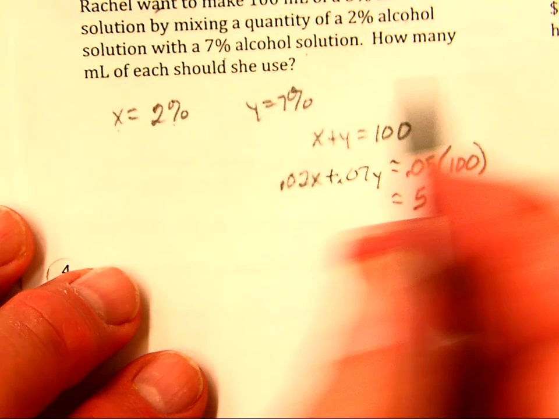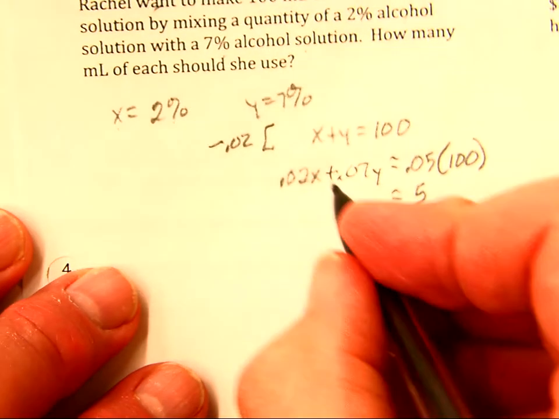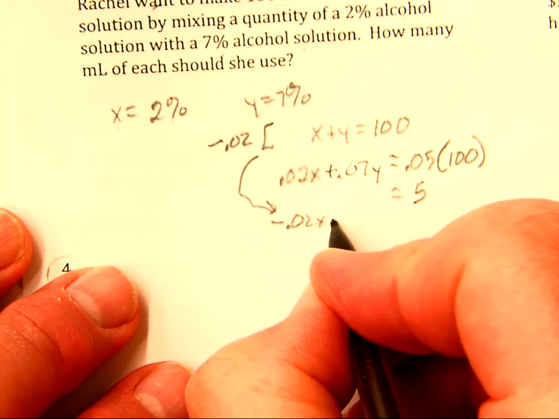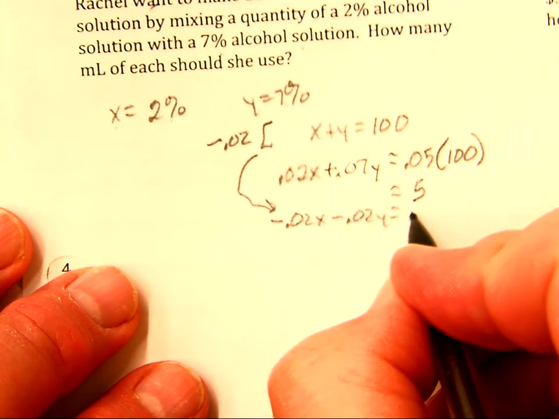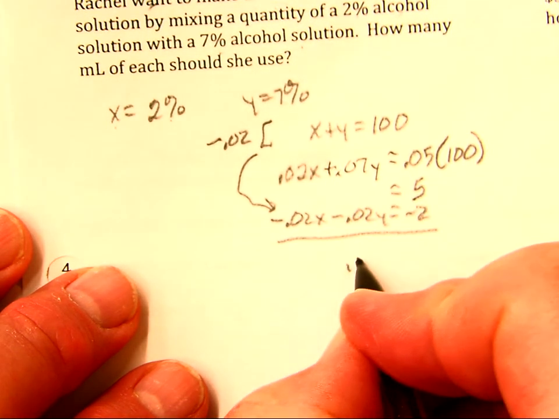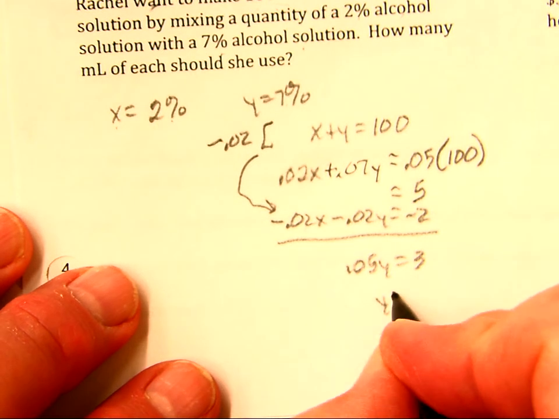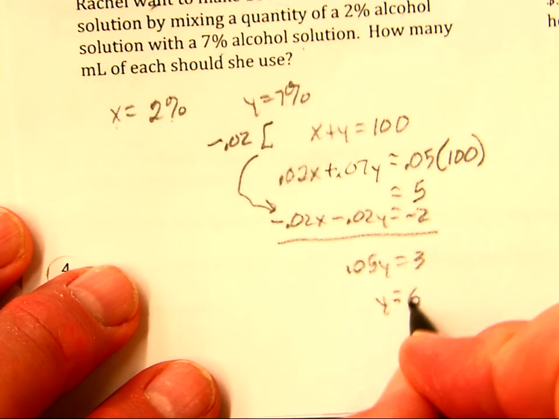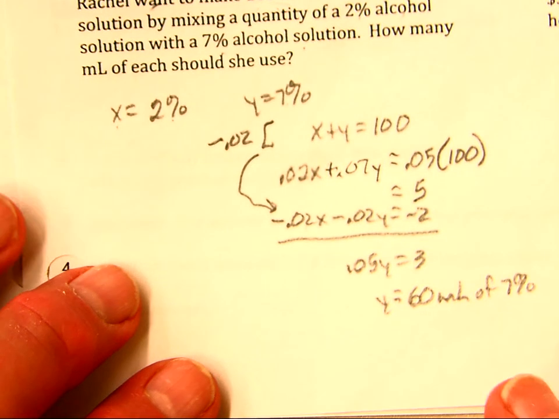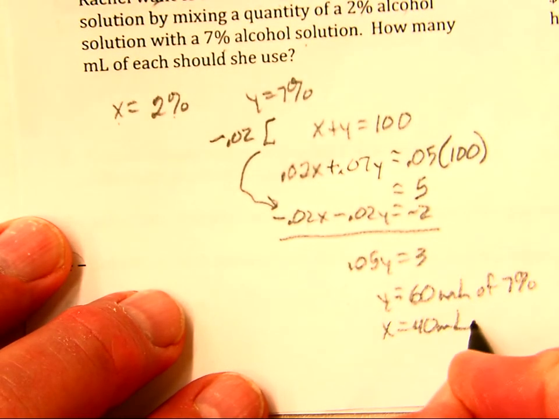So now if we want to do elimination again, let's say we multiply this equation by a negative 0.02. So if we do that, we have a negative 0.02x minus 0.02y equals a negative 2. If we add those two together, the x's cancel. I get 0.05y equals 3. If you divide by 0.05, you get y equals 60. So that's 60 milliliters of 7%. If the total was 100, that would be 40 mL of 2%.